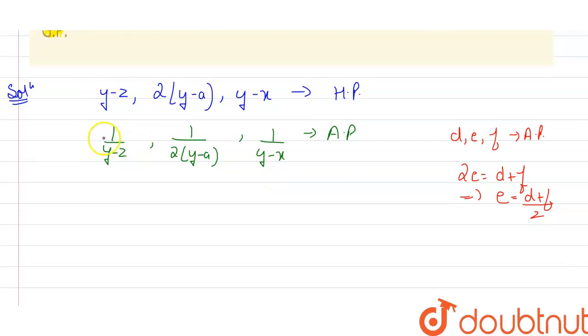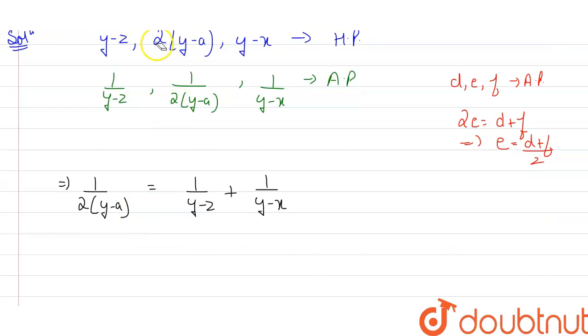Okay, so if you notice, there are three terms here, and I have the middle term. So for my middle term 1 upon 2(y minus a), I can write that 1 upon 2 times (y minus a) should be equal to the sum of 1 upon y minus z plus 1 upon y minus x. Also don't forget there is a 2 times, as you can very well see, so 2 times this one should be equal to the sum of the first and third terms.